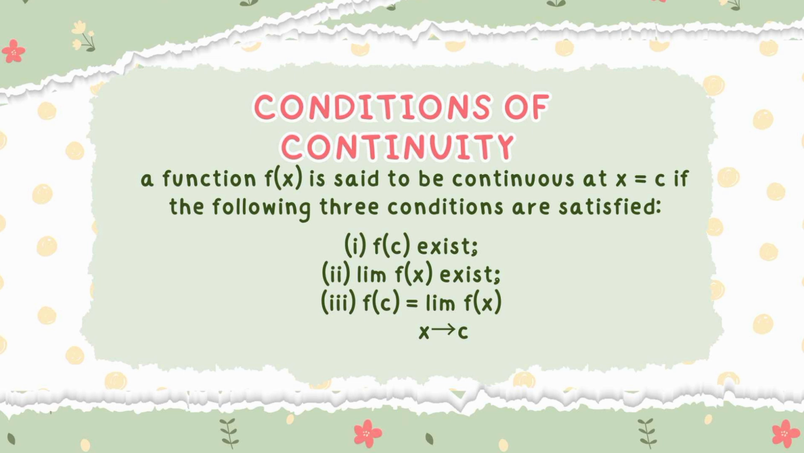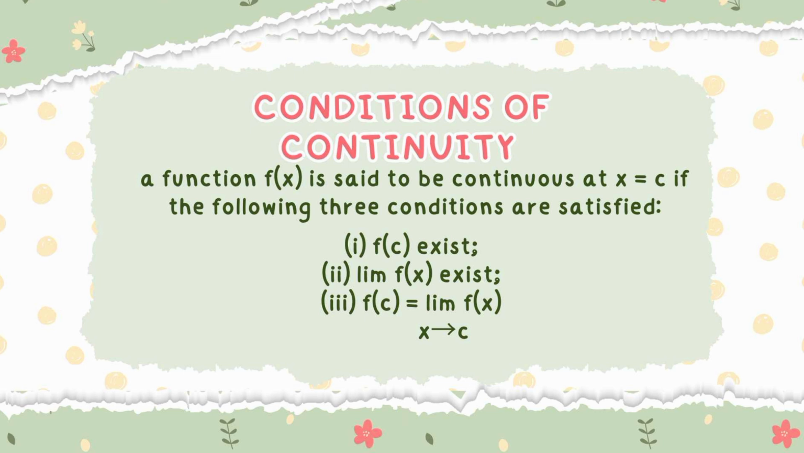Now, in order to proceed to the given function, we must first understand that there are three conditions of continuity, where the function will only be continuous if the conditions have been met or satisfied. The first condition is that the value of f of c should not be indeterminate, undefined, or nonexistent; it must be a real number.